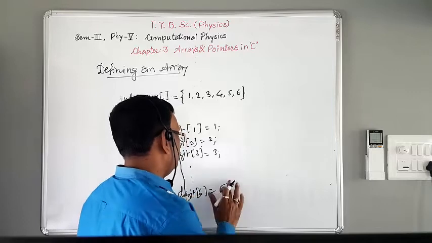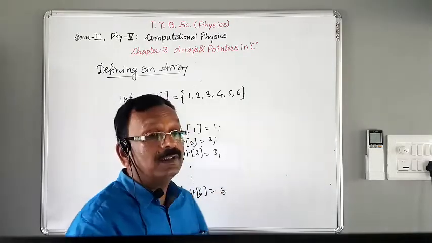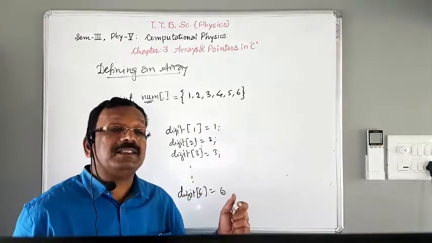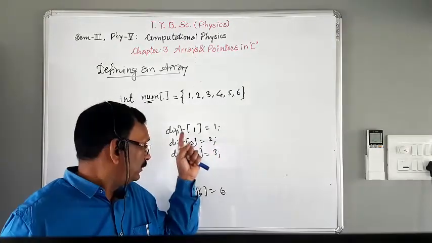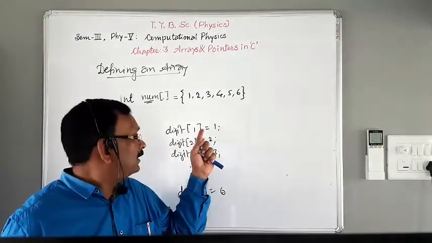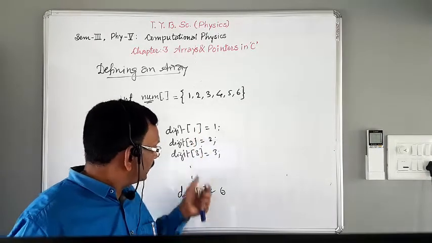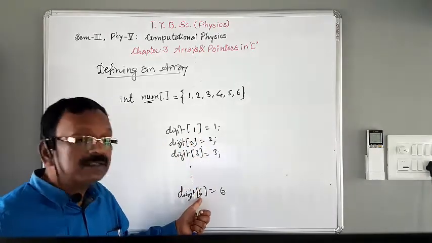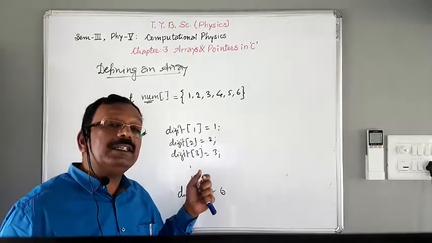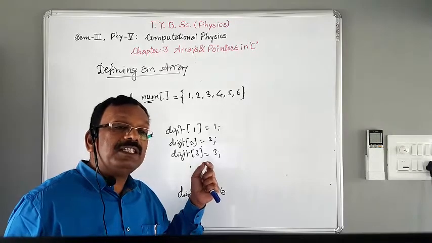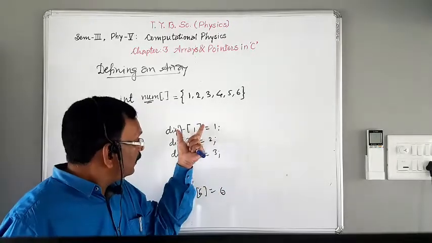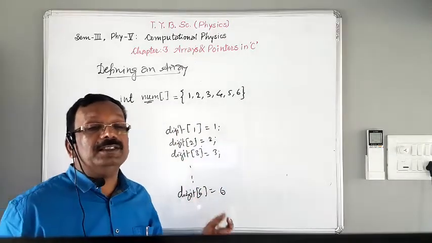Remember that these are the elements in an array and these are accessed by indexing the array name. These digits are the array name. This is done by placing the index 1, 2, 3, up to 6. These are the indexes of the elements, and this index must be placed in a pair of square brackets like this.